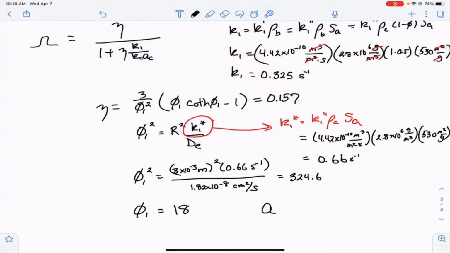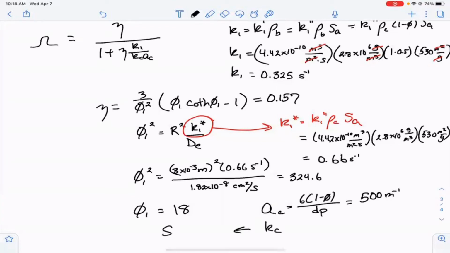just to point you in the right direction, remember AC here is equal to 6 times 1 minus theta over the diameter of the particle. Okay, and you should get a value of AC of 500 inverse meters. Okay, and you're going to find KC the same way that you've done before. We know that the Sherwood number is going to be like the Reynolds number to the 1/2 over the Schmidt number to the 1/3. Okay, and it's 1 times that number in our bed.